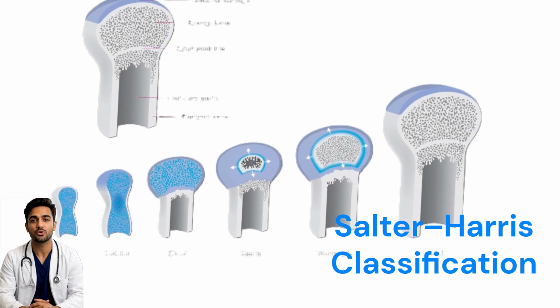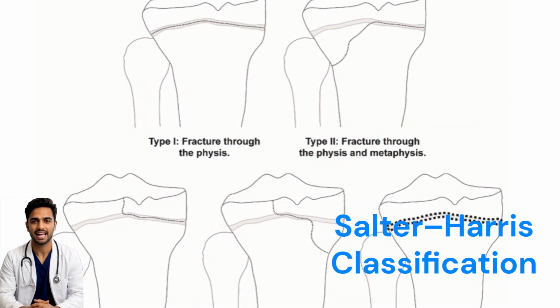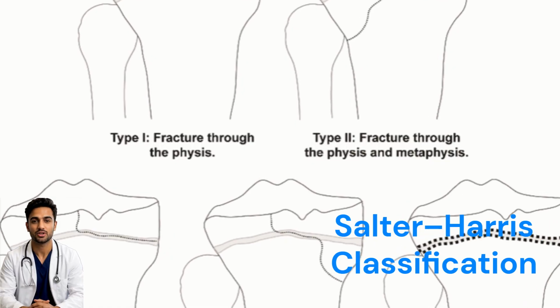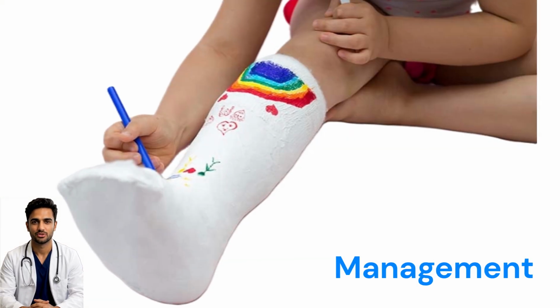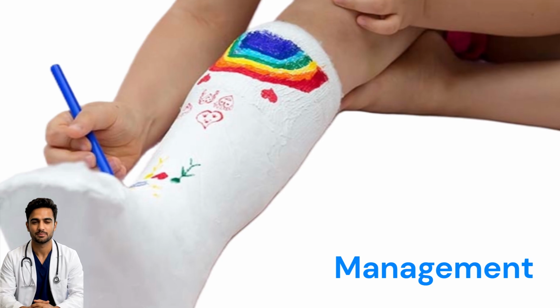Growth plate fractures in children are commonly classified using the Salter-Harris classification. This system is important because it helps predict prognosis, the risk of growth disturbance, and guides treatment decisions.